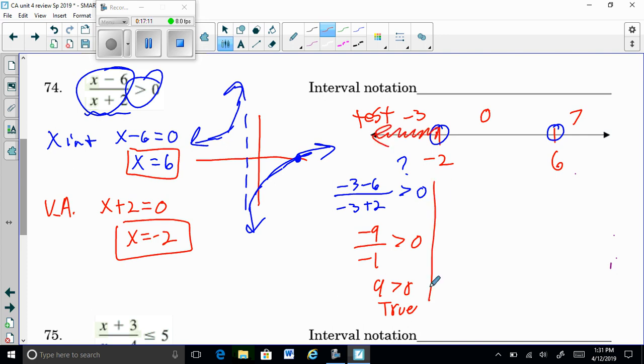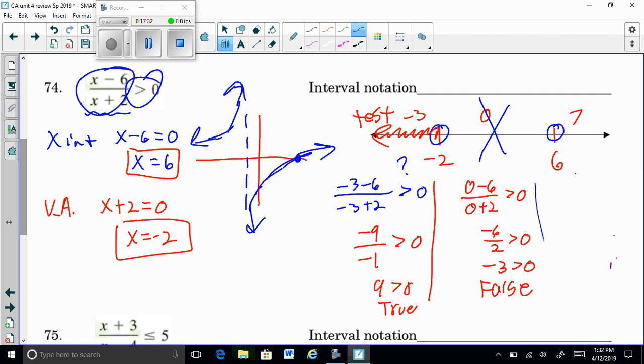Now we'll try plugging in 0. So 0 minus 6 over 0 plus 2. Is that greater than 0? We end up with -6 over 2, which is -3. Negative numbers are not greater than 0, so that's false. So you don't bother with shading that part right there.